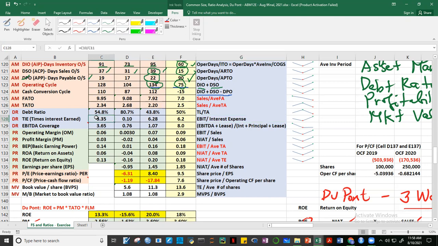So ano ibig sabihin na itong 3.35 noong 2018? Ibig sabihin noong 2018, no? It means that for every peso of interest expense, the company has EBIT, operating profit of 3.35 para bayaran yung interest expense.